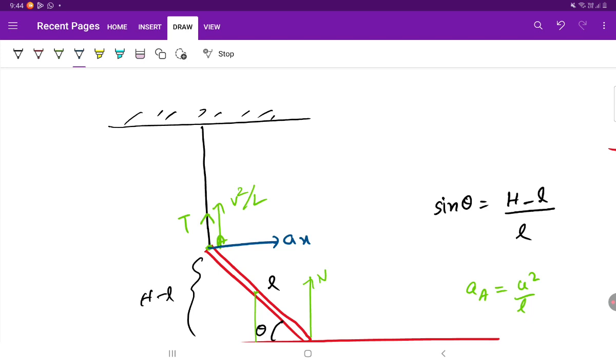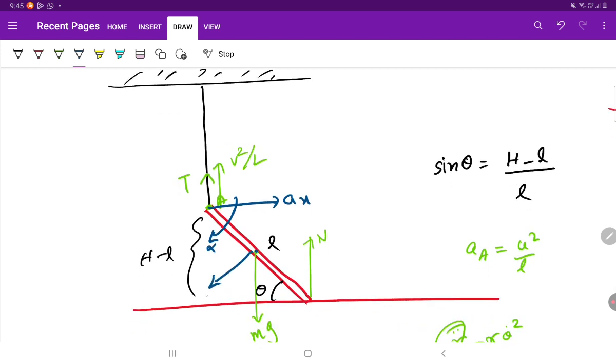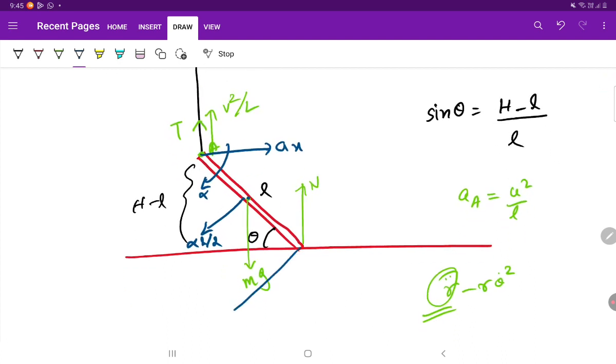Okay, and let the direction of alpha be this side. With respect to A, the acceleration of the center of mass is alpha L by 2, and the acceleration of the bottommost point B is alpha L. Now, what will be the acceleration of the bottommost point in the ground frame?